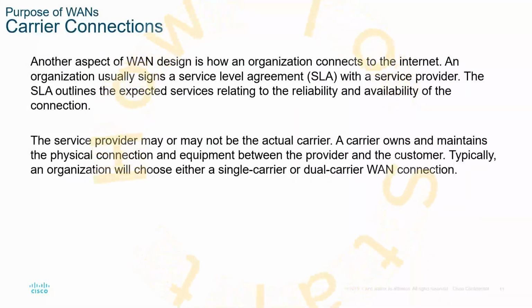All of these basically go over through a carrier connection. So another aspect of WAN design is how the organization connects to the internet. All of these connections assume that there is some form of internet connectivity. Normally with that internet, we'll have to have some form of service level agreement with the service provider.